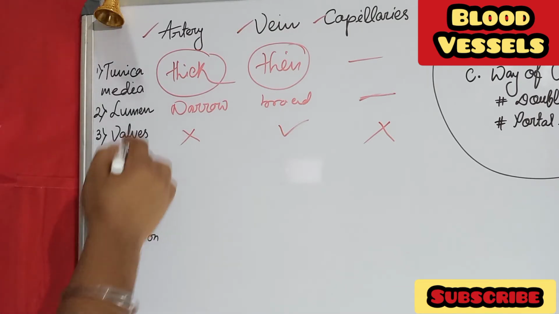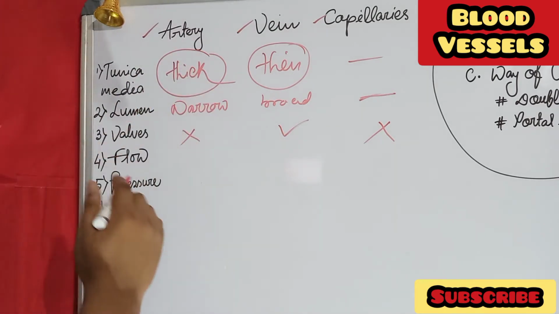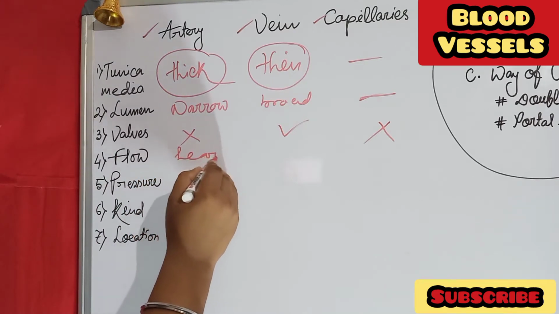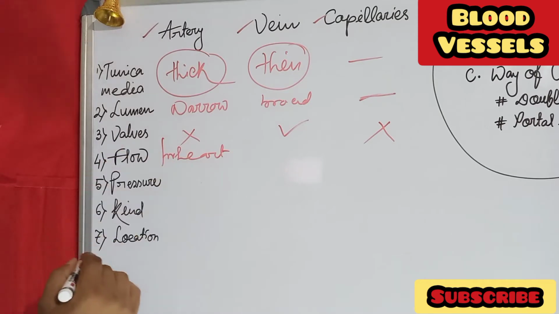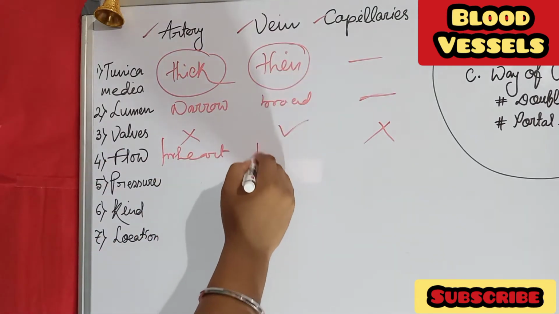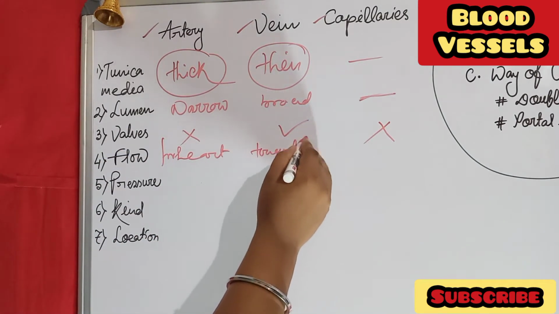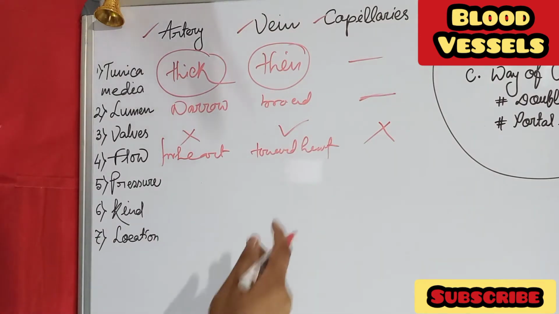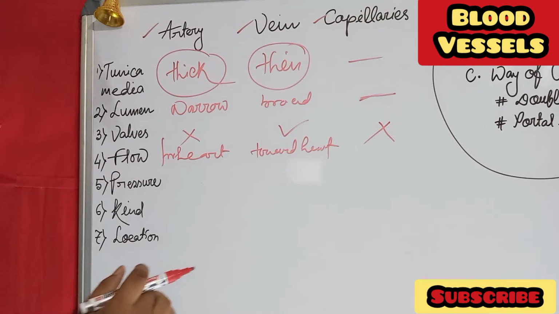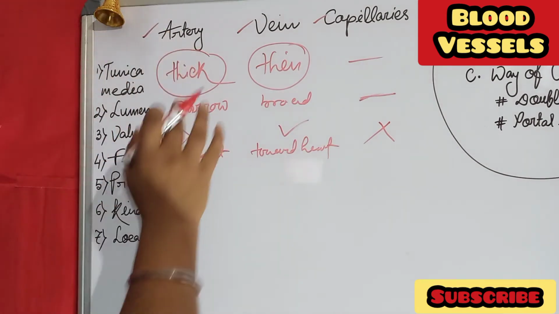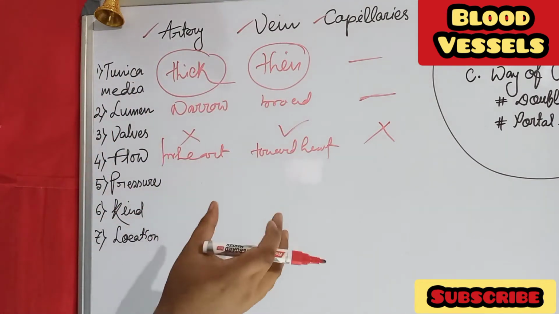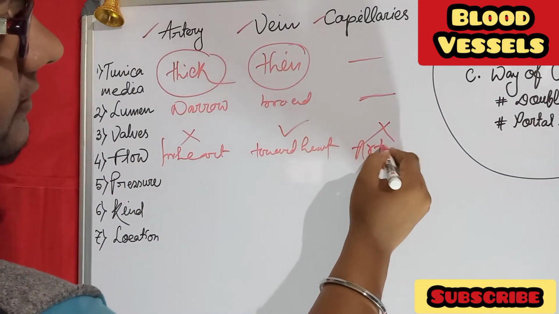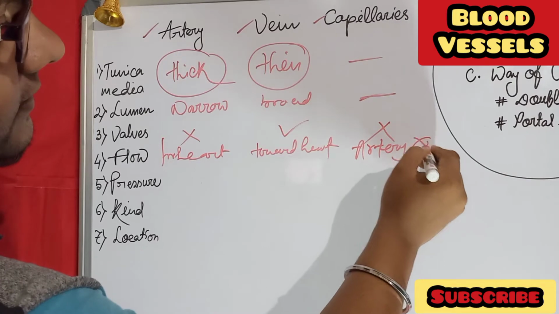Then the flow. The artery carries the blood from the heart to all over the body. The vein carries blood towards the heart. And what do the capillaries do? The capillaries don't flow towards the heart or from the heart. They just maintain a relation between artery and veins.